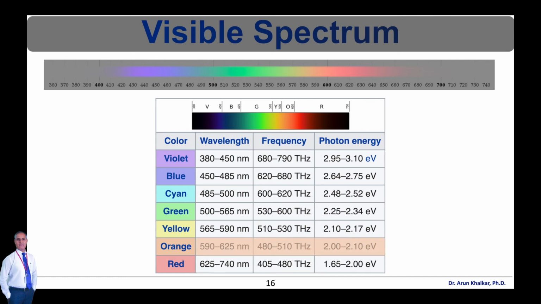For the orange color, the wavelength is around 590 to 625 nanometer. The frequency is 480 to 510 terahertz, whereas the photon energy is 2 to 2.10 electron volt. And then finally, for the red color, the wavelength is around 625 to 740 nanometer. Frequency is around 405 to 480 terahertz, whereas the photon energy is 1.65 to 2 electron volt.